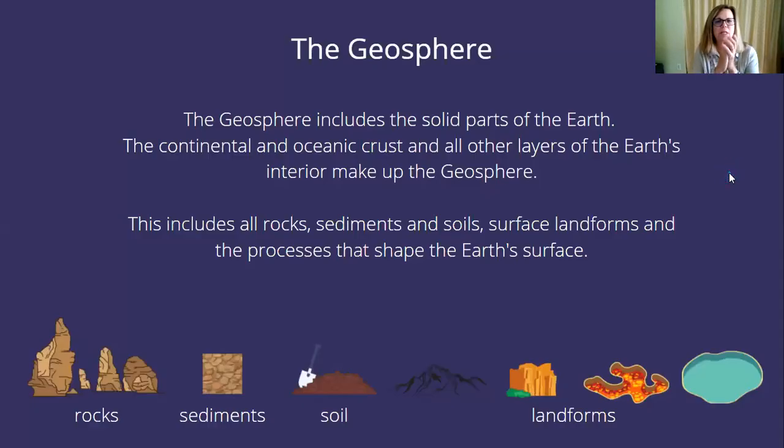All right, the next sphere we're going to talk about is the geosphere. Geo means Earth. Geosphere is the solid parts of the Earth. So that's the continental crust and the oceanic crust. What is that? Land that we walk on, land that's under the ocean. Okay, so all of the land on Earth is called the geosphere, and it includes rocks, sediments, soil, landforms, and the processes that shape it.